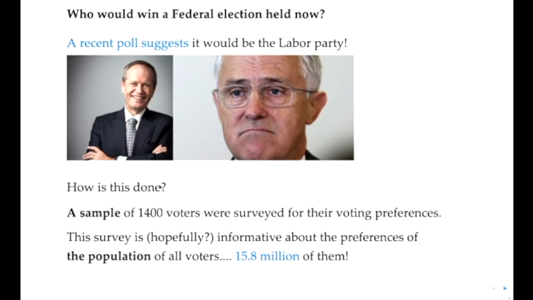So the whole point about statistical inference is to address the question of why we think we're allowed to do that. What is it that lets us think that there is enough information in 1,400 voters to give some kind of reasonable idea, not a perfect idea, but a reasonable idea of what would happen in an election involving 15.8 million people. Okay, so that's statistical inference in a nutshell. We have a small amount of information in a sample, but we want to infer from that something about the behaviour of the underlying population.